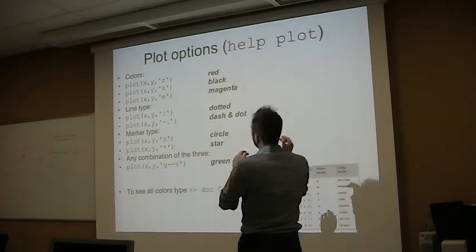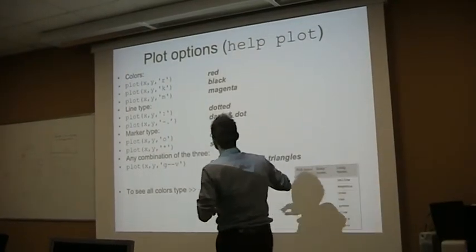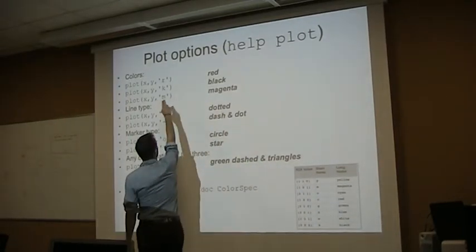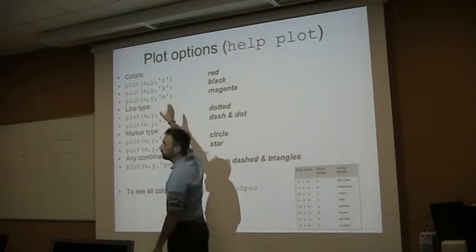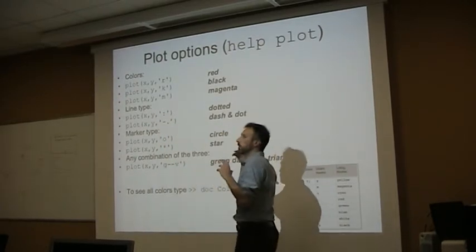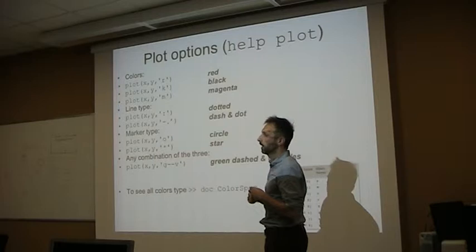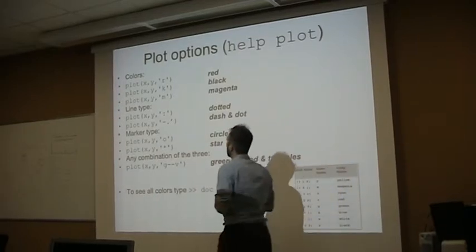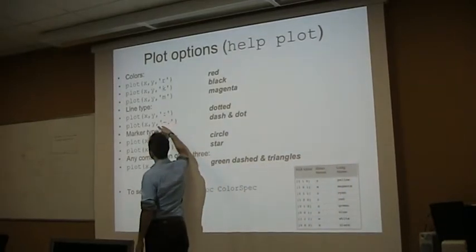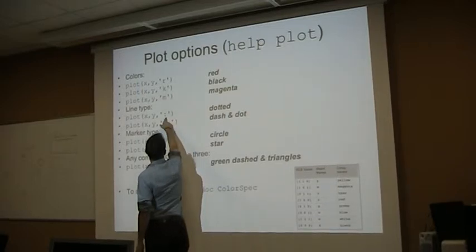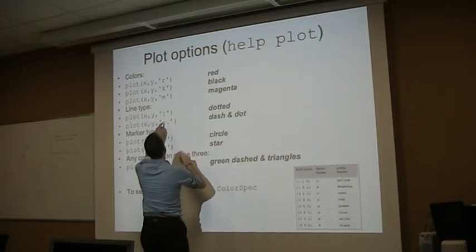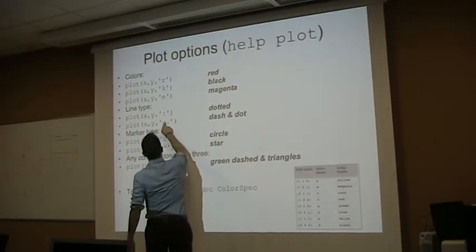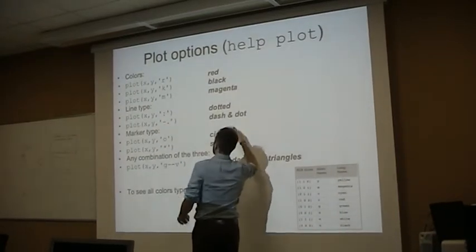If you type help plot, you can find that, for example, red is defined as r, black as k, magenta as m. There's other ways also of specifying the colors. These are just some handy shortcuts. Other shortcuts are for line types. I'm just giving you two here. This, for example, would be a dotted line. A dashed line would be with two hyphens. And a hyphen and a dot is the dash-dot line.